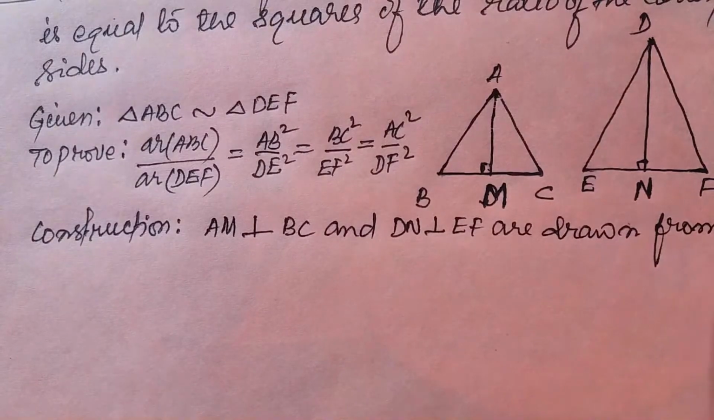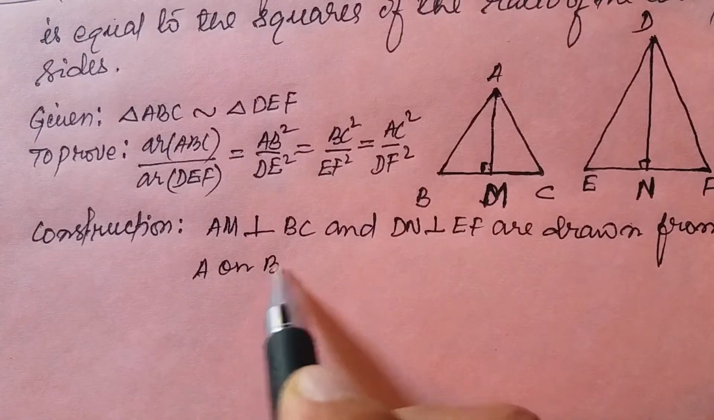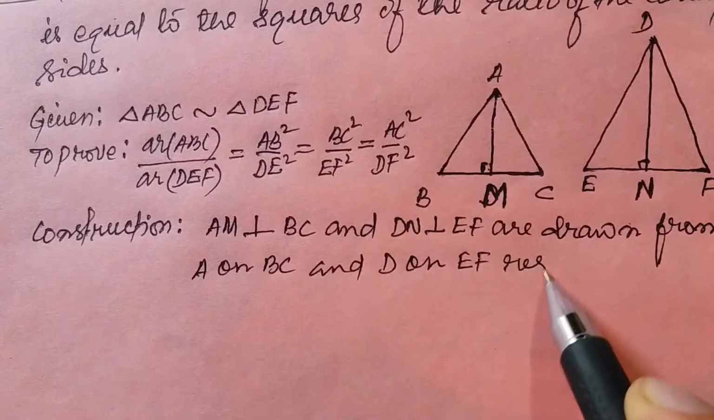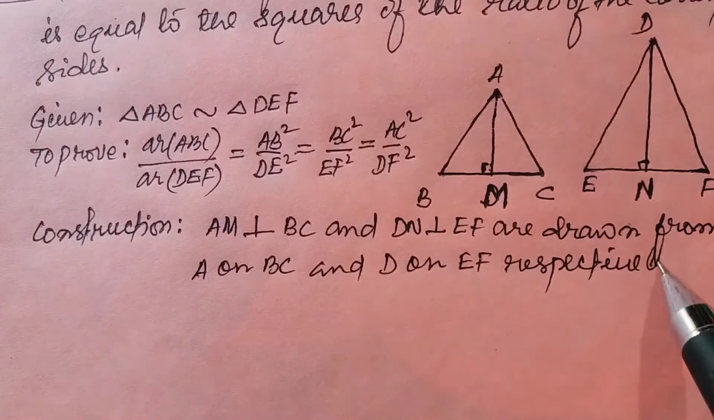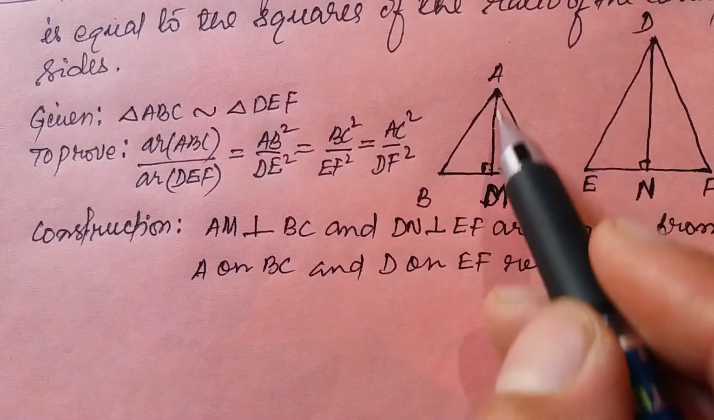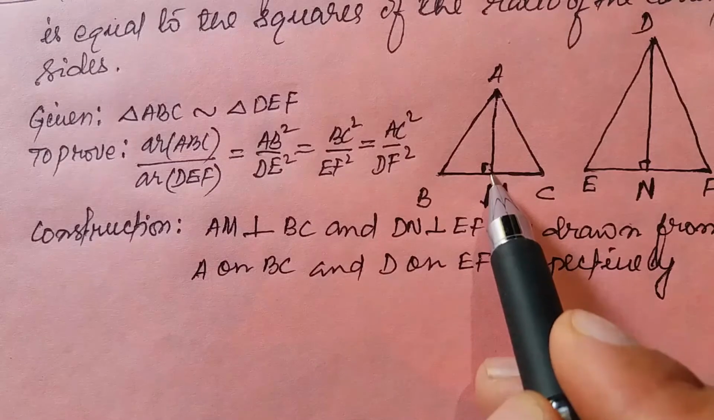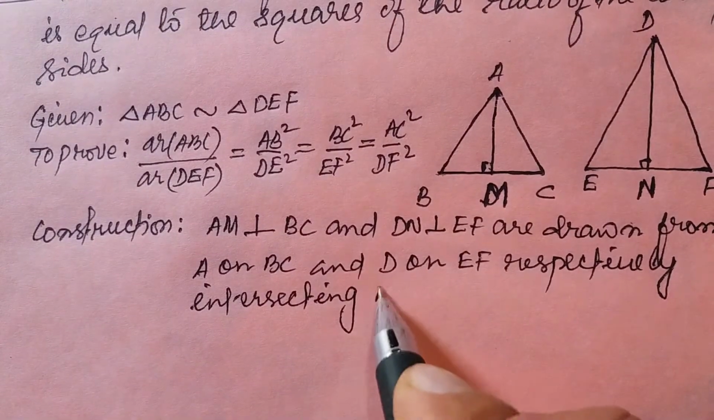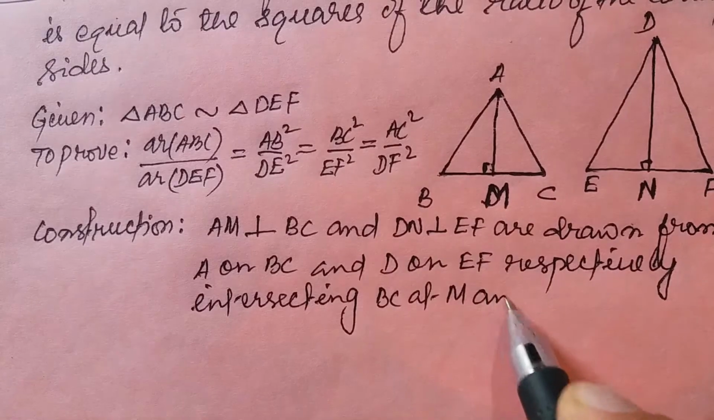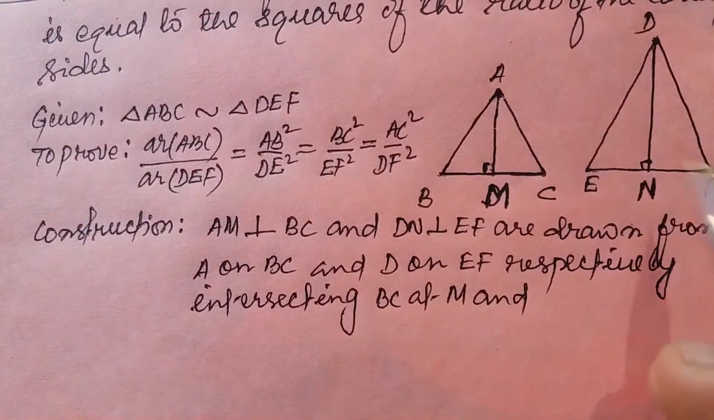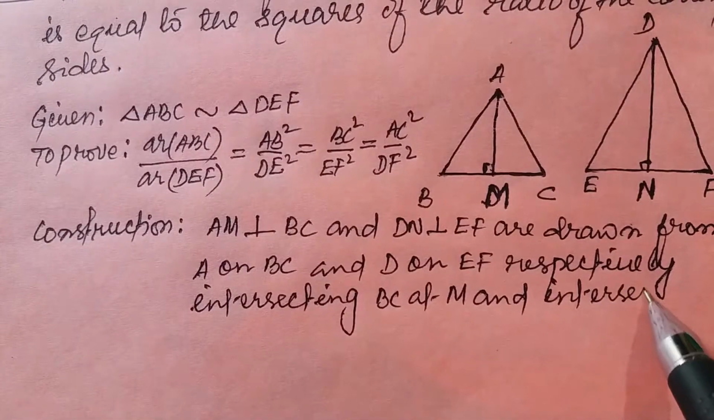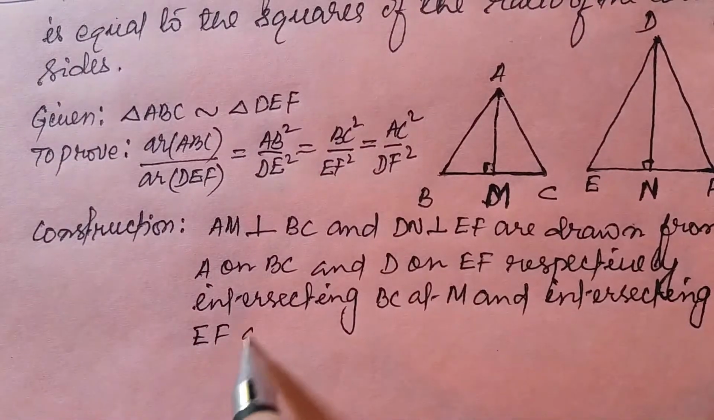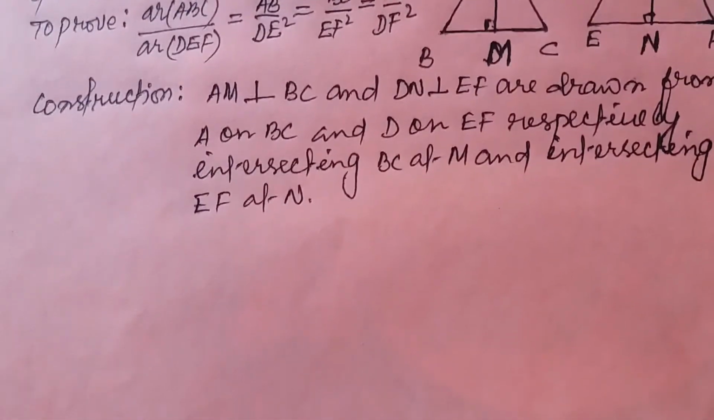From A on BC and D on EF respectively. And this perpendicular AM is intersecting BC at M, and this DN is intersecting EF at N. Now let's prove this.